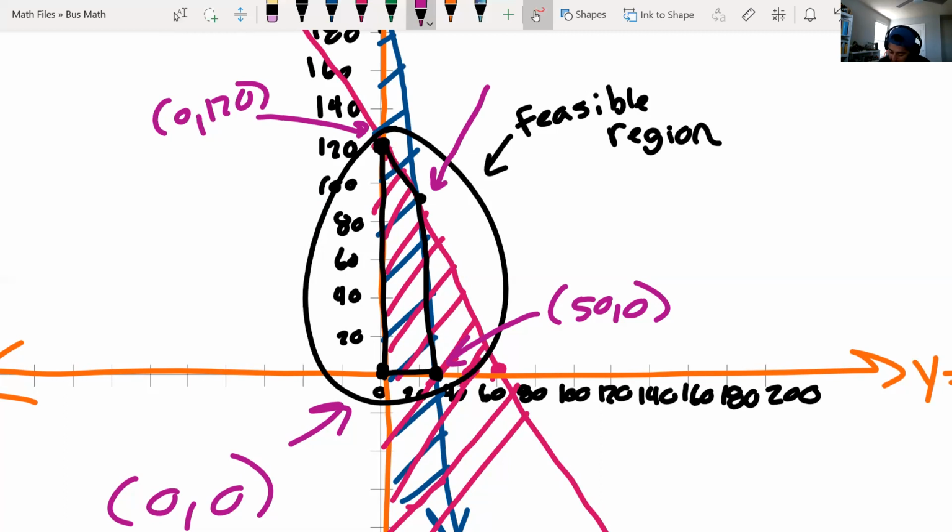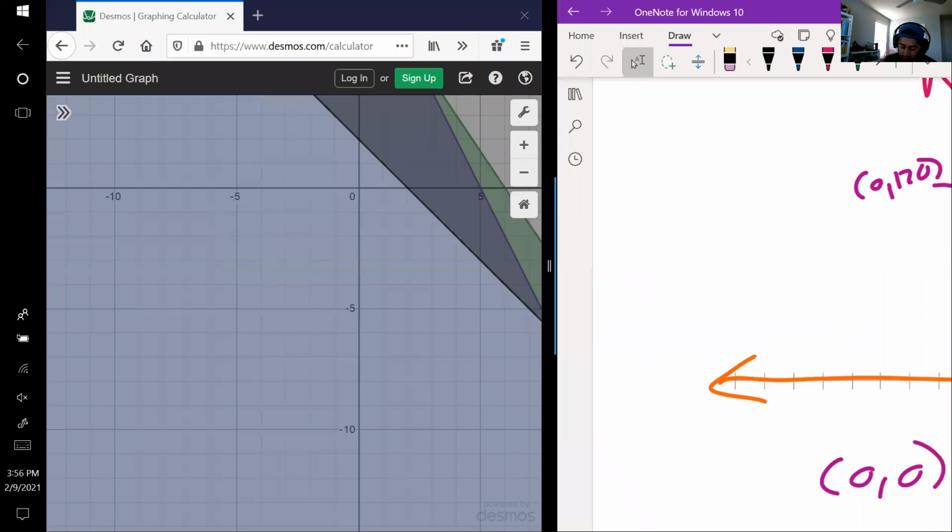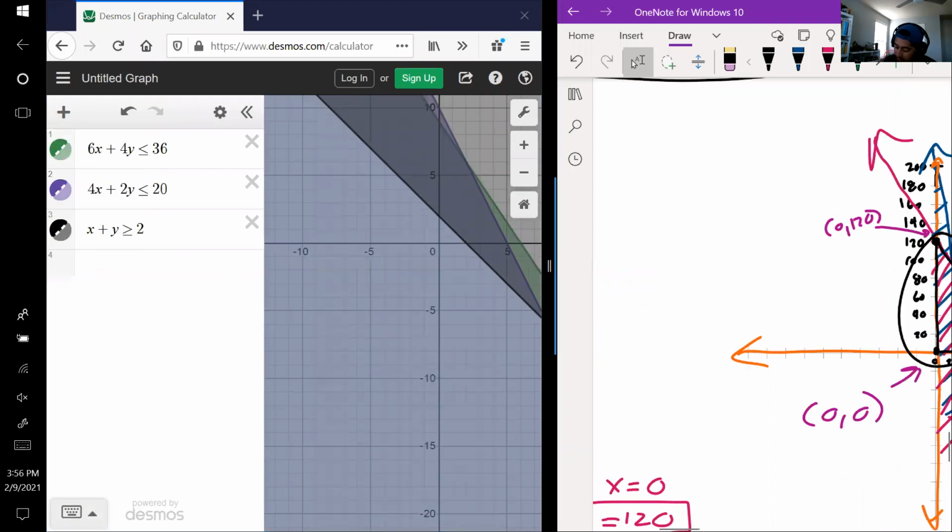And that intersection point. Yep, we're going to have to double check that one because I think my graph is a little bit off, because it's right where those intersect. Yep, let's go with Desmos. My graph is not that great.